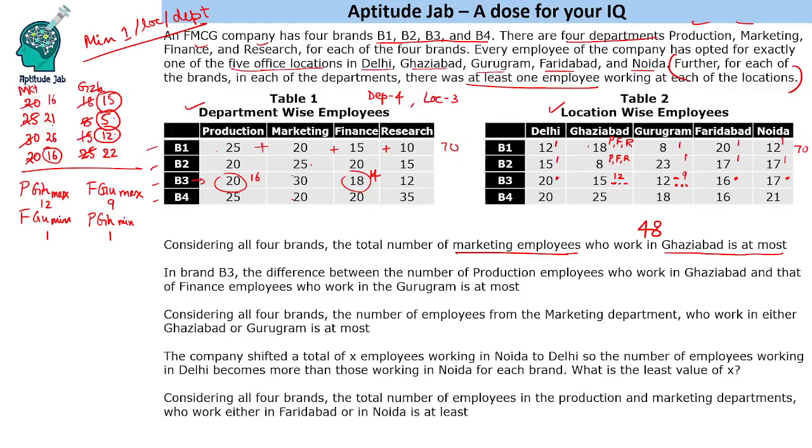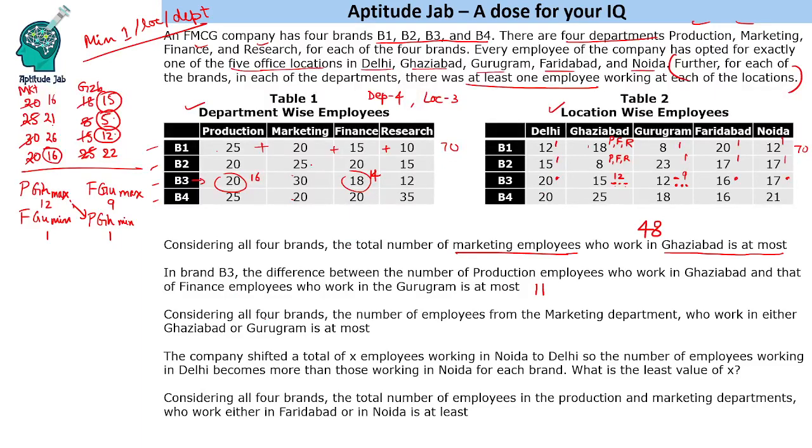Now our task is to find the maximum possible difference. If we take this, the difference will be 8. If we take this, the difference is 11. So how 11? We can put in Ghaziabad one employee of each of the other departments. So for production we can put a maximum of 12 employees. So 12 minus 1, the answer is 11. The maximum difference possible is 11.